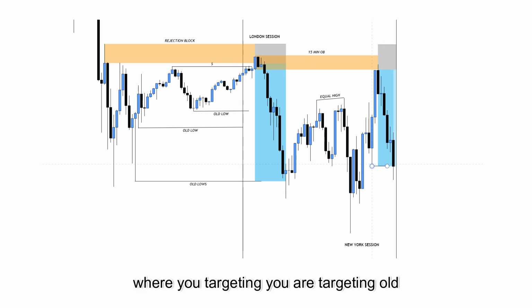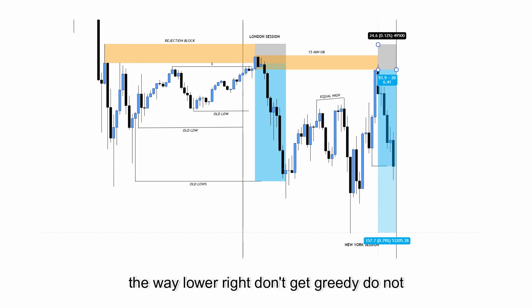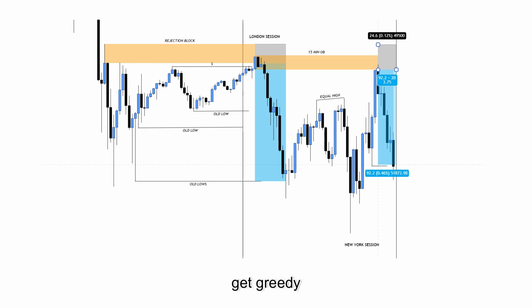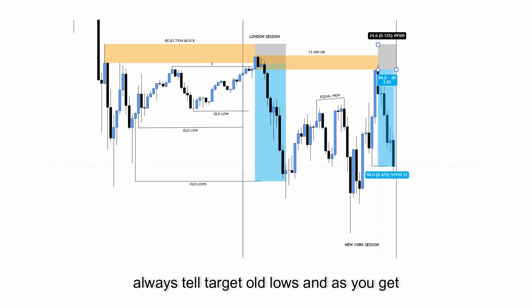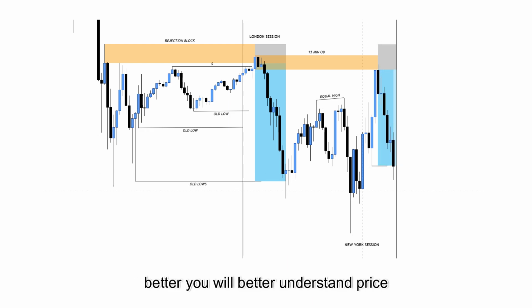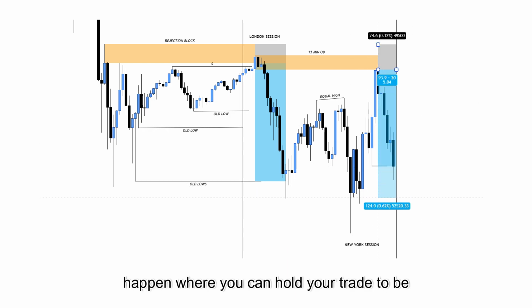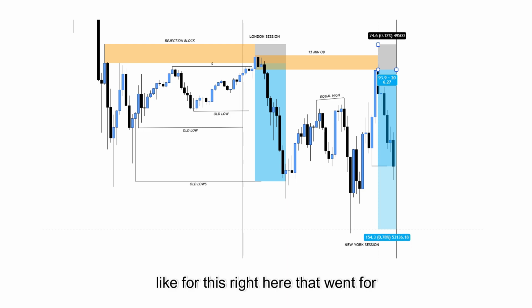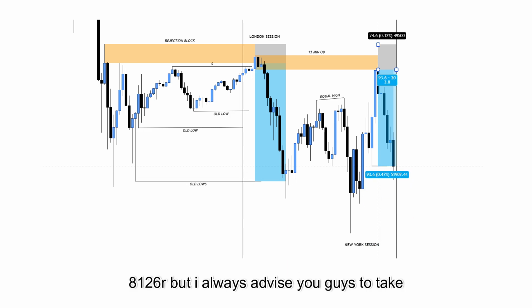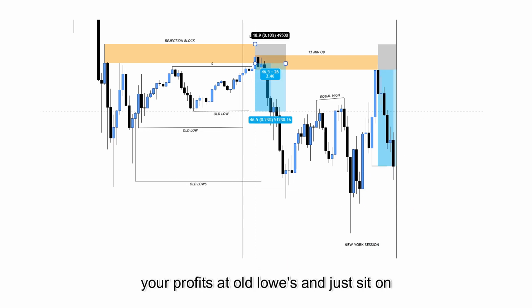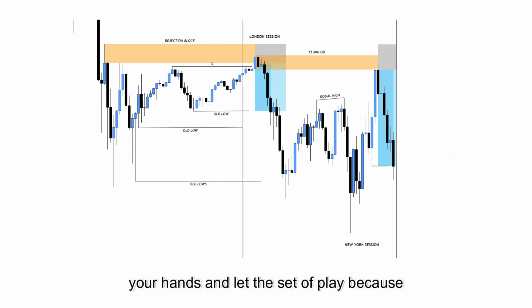And where are you targeting? You are targeting old lows. You're not holding the trade all the way lower. Don't get greedy. Do not get greedy. Always target old lows. And as you get better, you will better understand price action and start seeing more moves happen where you can hold your trade, like for this right here. That went for a 126R. But I always advise you guys to take your profits at old lows and just sit on your hands and let the setup play, because you just made some money now.